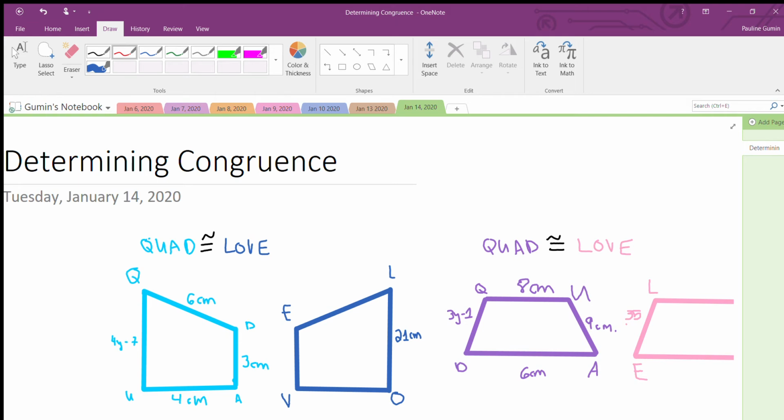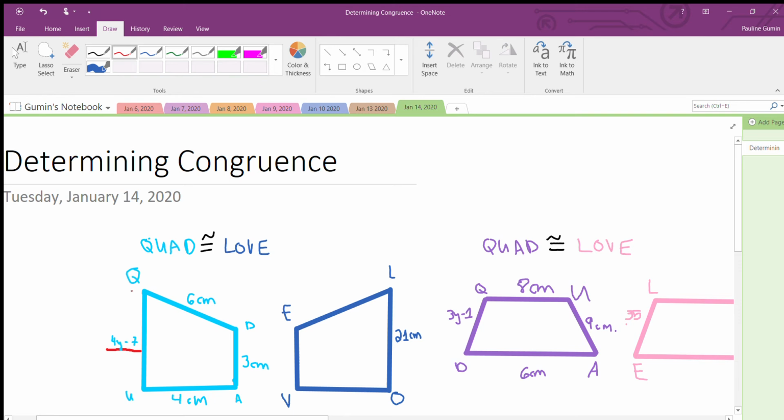Let's take a look at the blue quadrilaterals. I have quadrilateral QUAD congruent to LOVE. So that means every line segment, every angle in QUAD has the same values as in LOVE. Let's see which sides are congruent to each other and how that will help us find our unknown. In this case, we have an unknown right here, this y in 4y minus 7.